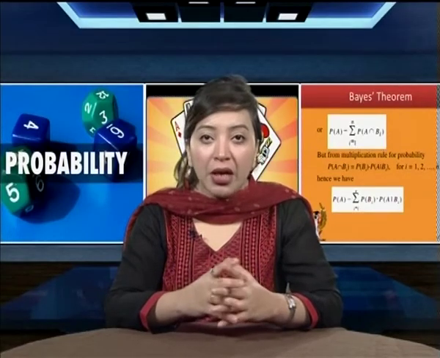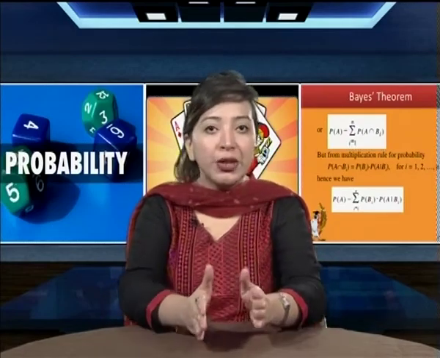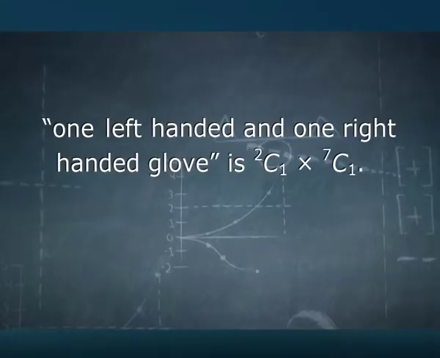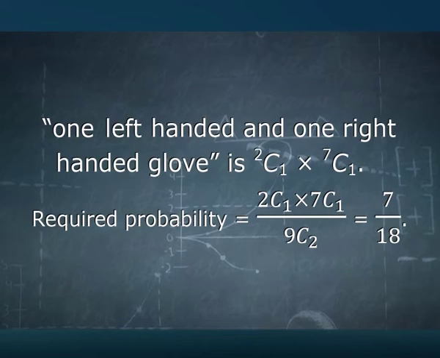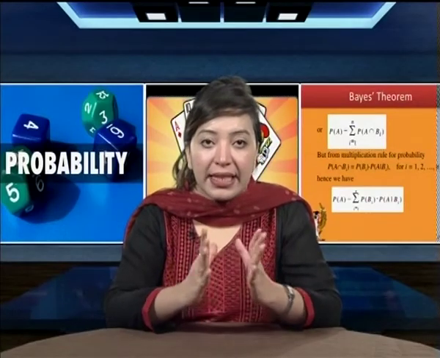The B part, the number of cases favorable to the event one left-handed and one right-handed glove. So this is equal to 2C1 times 7C1. So required probability will be 2C1 times 7C1 divided by 9C2. That will give us 7 by 18. Let's see the next part, that is the second one.